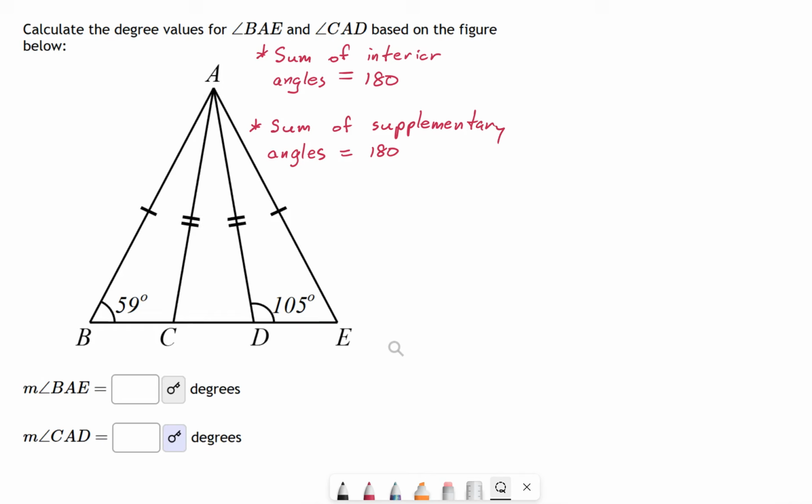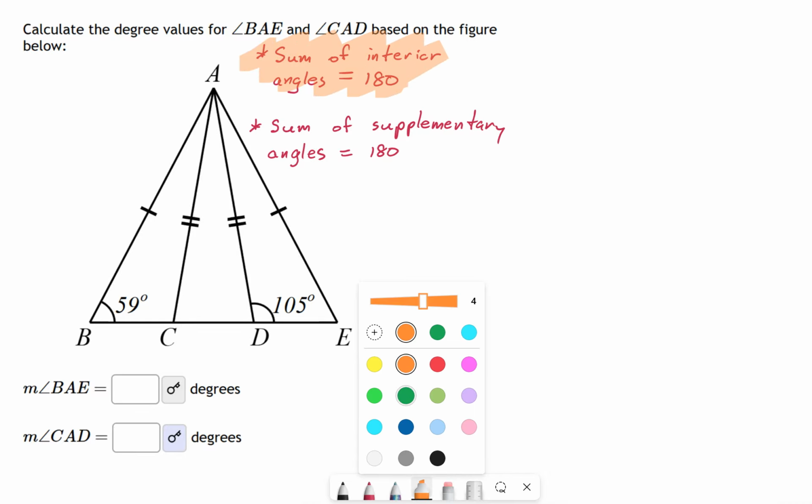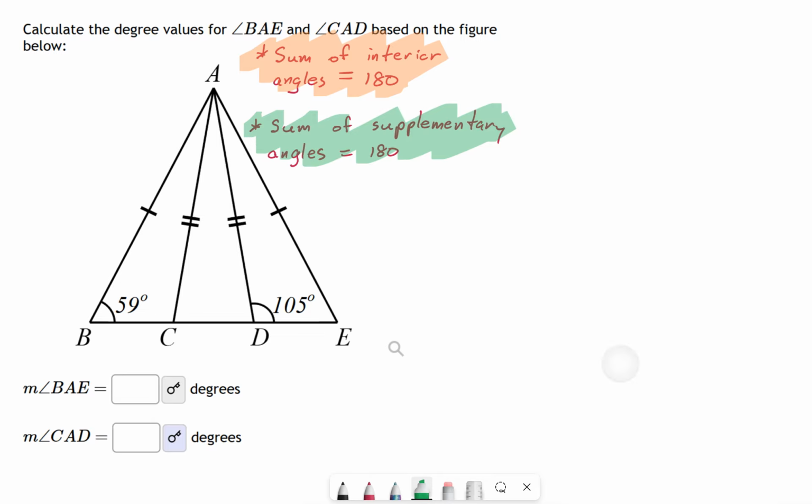Sometimes you'll be looking at a triangle and you're told to solve for some angles, and it seems like you don't have enough information. So let's go through an example of that here. You'll see I've put two pieces of information up here that are useful. The sum of the interior angles is 180, and the other one, the sum of any supplementary angles is also 180. So I'm going to start off with that second one, the sum of supplementary angles, because I see something right here that I can use.